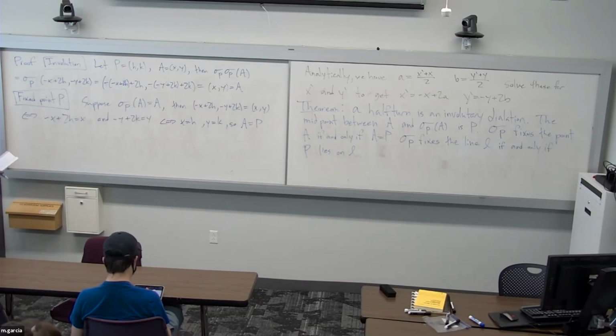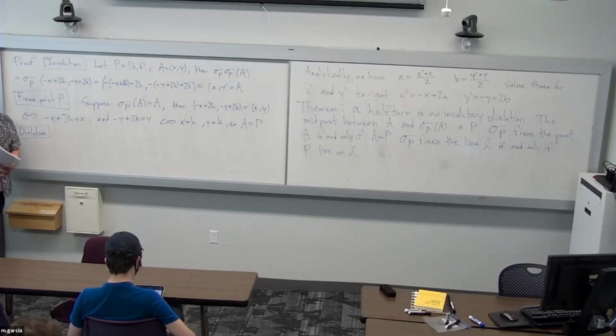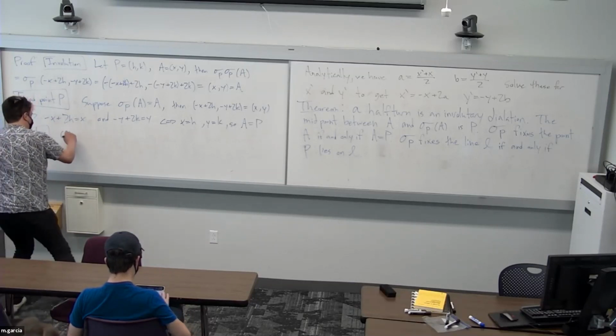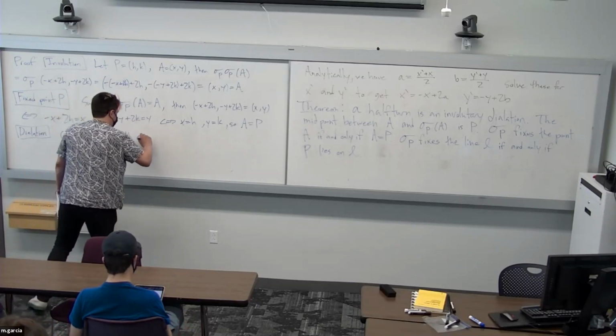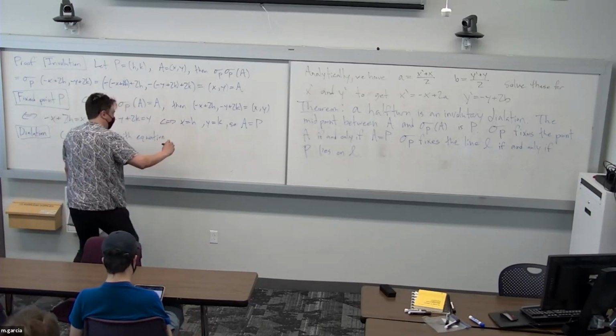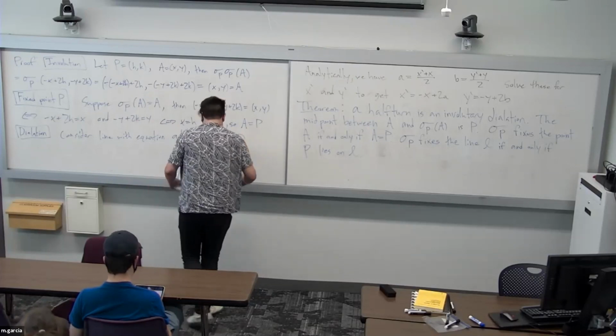Okay. Now, let's discuss why sigma sub P is a dilation. What do we do here? It's the same thing that we've been doing for all the times we verified a collineation or a dilation. We take the generic equation of a line, right? So consider a line with equation ax plus by plus c is equal to 0.